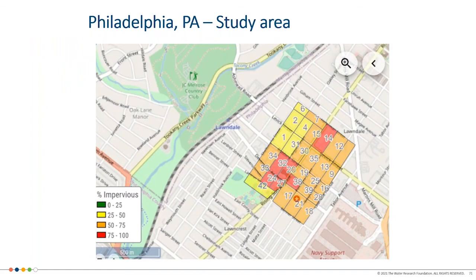So we had a study area, and as you can see, it can be broken down into block groups. So you can get to a smaller scale, but like we've said, it's more of a planning tool. This is about 90 acres. Next slide.